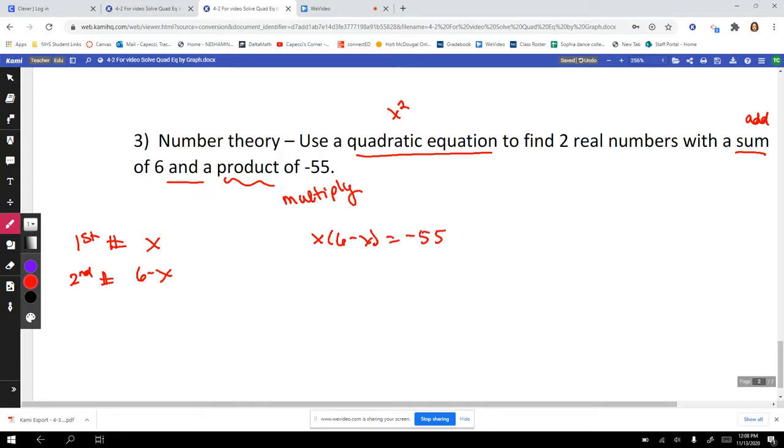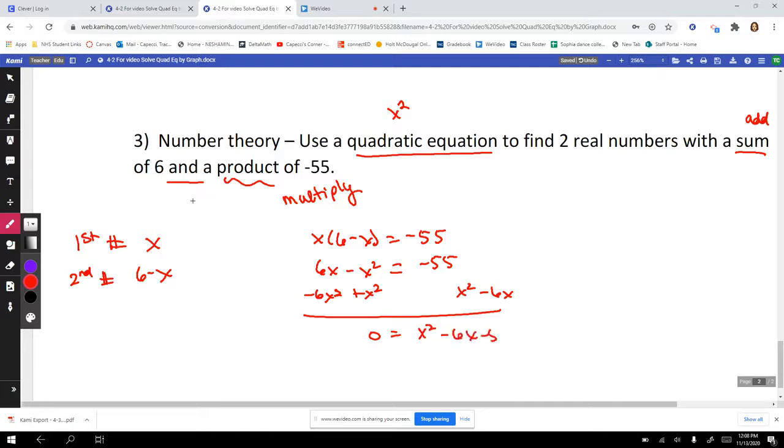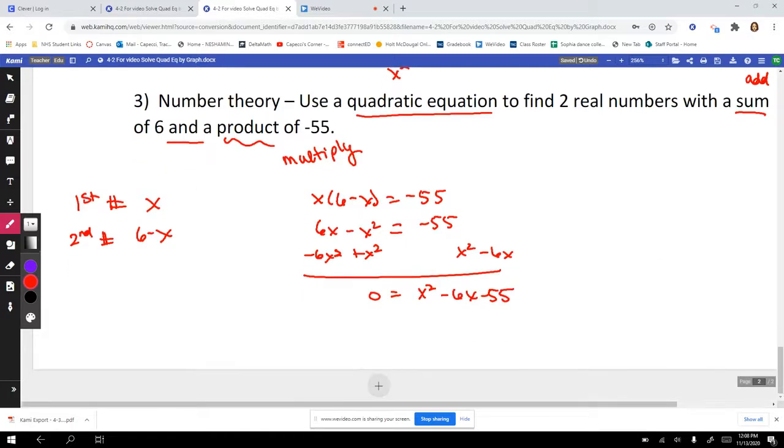All right, I'll distribute it. 6x minus x squared is equal to negative 55. Now, again, I want my leading coefficient to be positive, so I'm going to bring both of these terms to the other side. And I have 0 is equal to x squared minus 6x minus 55. Okay, I'm going to factor it. Now, again, there's my x squared, right? We started with my x squared up here. That's a quadratic. That's what the directions told us to do.